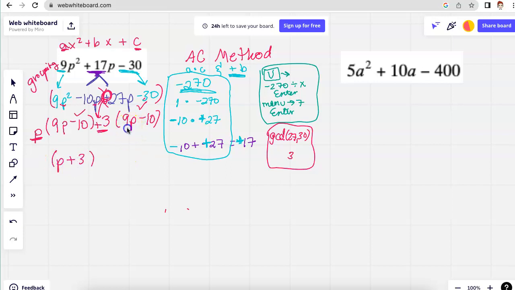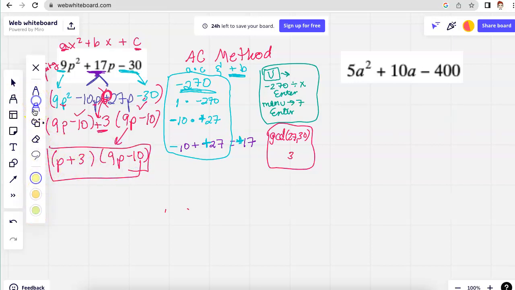And now the one that's the same, 9P minus 10. There we go. Oh no, made my box too small on that side. Alright, and now, let's see, go to highlighter mode for a second. So, right through here, I'll show you everything that's important.